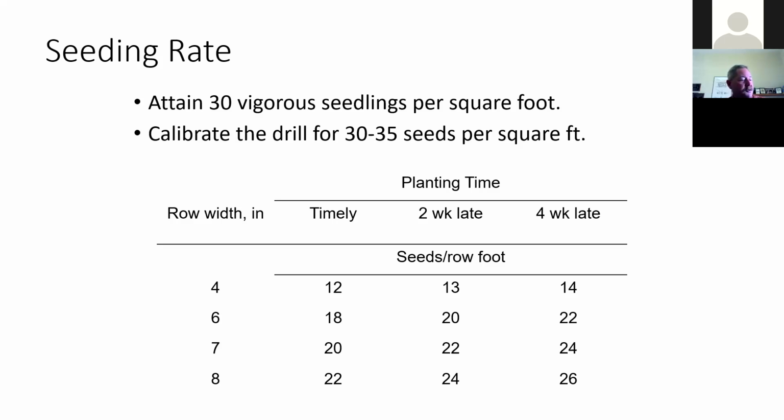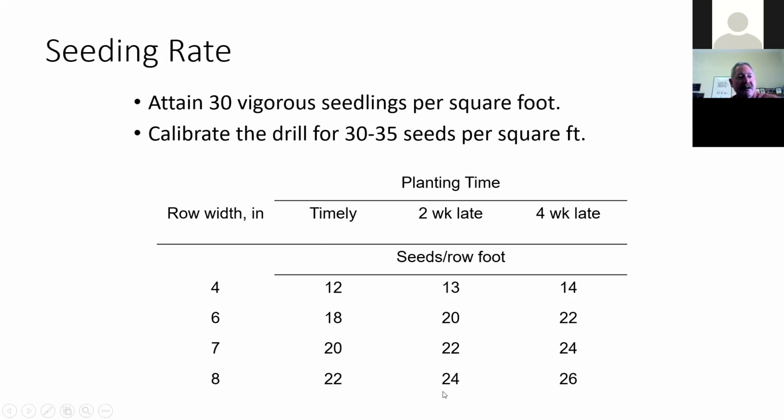One of the things we need to do a good job on is seeding rate. We know we need 30 vigorous seedlings per square foot to achieve optimum yields. Because germination and emergence aren't 100%, that means we need to calibrate the drill for 30 to 35 seeds per square foot. Obviously, our seeder's not planting in a square foot but in a row, so we've got conversions. In 7.5 inch rows, we're at 20 to 22 seeds per foot of row when planted timely.